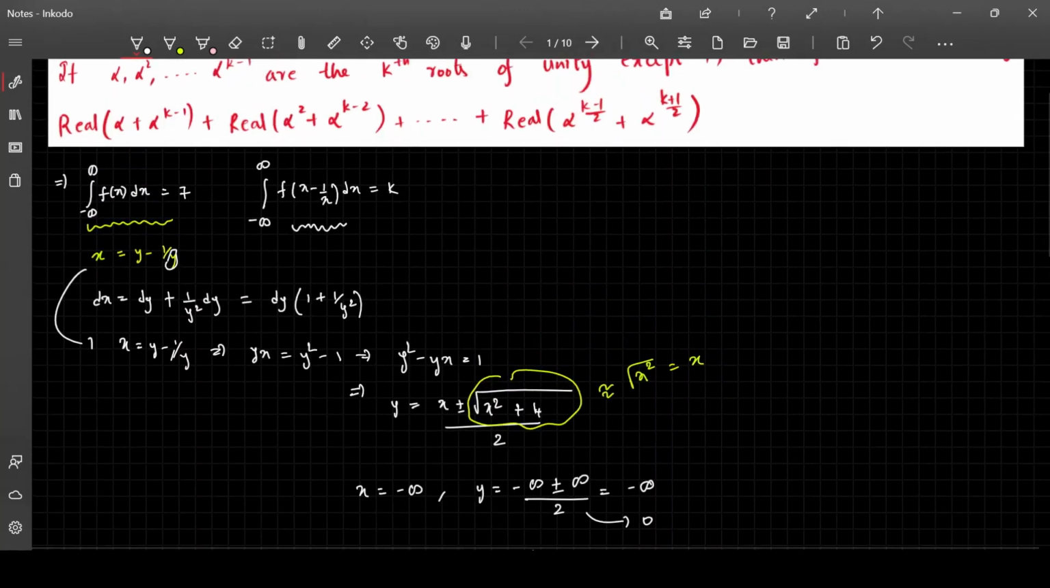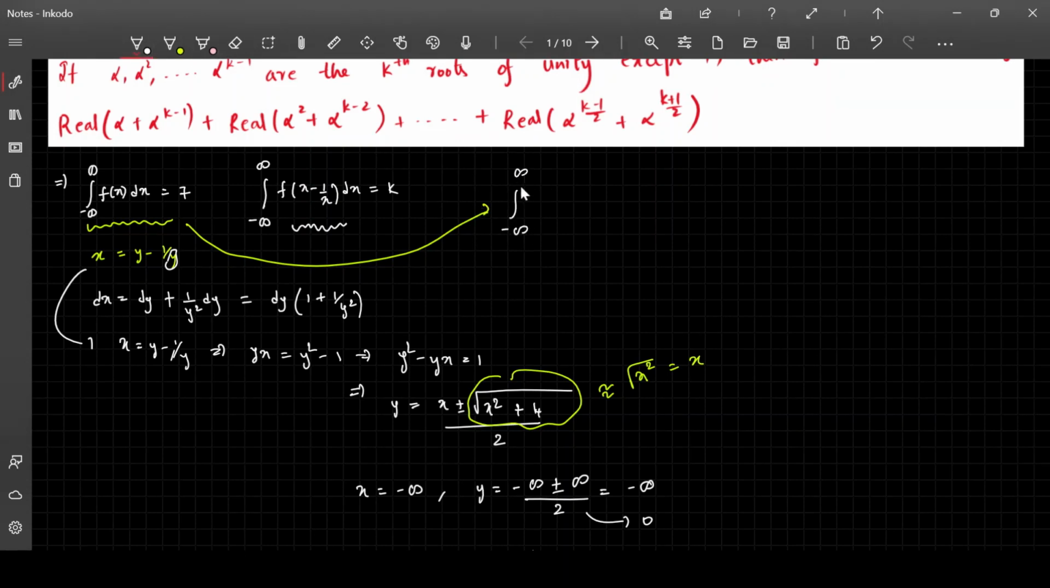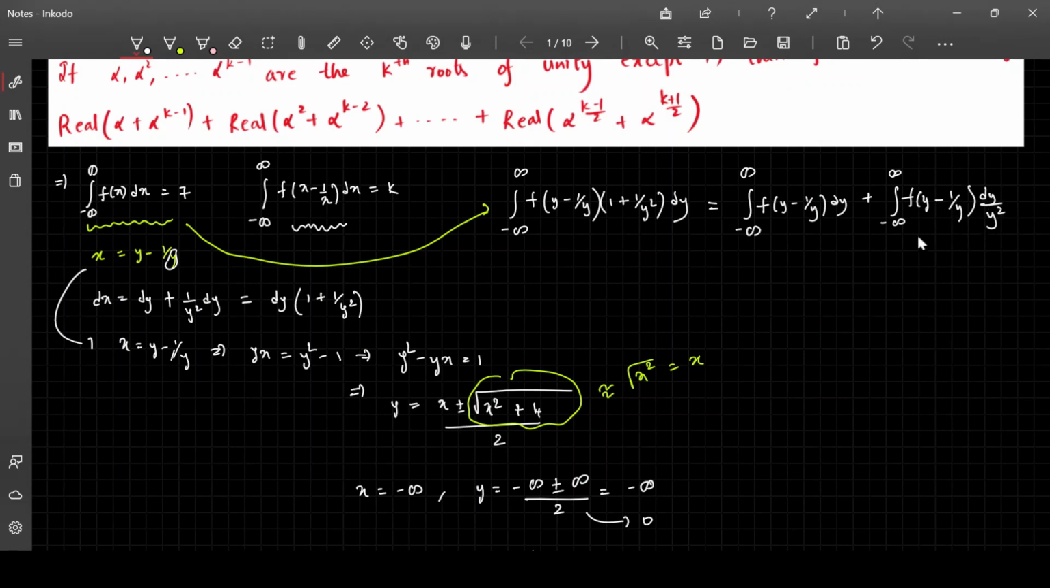And now, what will be the final value? So this will actually transform to the integral from minus infinity to infinity, and instead of x we have put y minus 1 by y, and dx as dy into 1 plus 1 by y square dy. Now we shall simplify it, so this is the integral from minus infinity to infinity of f of y minus 1 by y dy plus the integral from minus infinity to infinity of f of y minus 1 by y into dy by y square. This is how we need to do it.